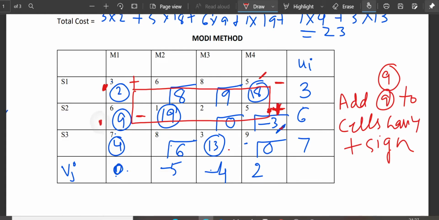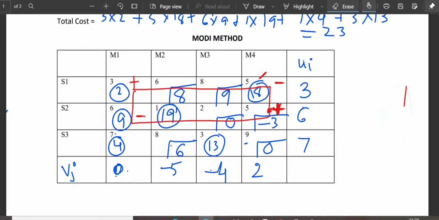Come to this cell 9. I have selected 9 from here. So 9 minus 9, 0. It will go out. So this cell has moved from here to here. This 9 has moved from here to this place, right? This is the modification by the MODI method, right? All other cells like this 19, this 4 and this 13 will remain unchanged. We will not make any change here because there is no plus or minus sign here. We have to make the changes only at the plus and minus signs, right?